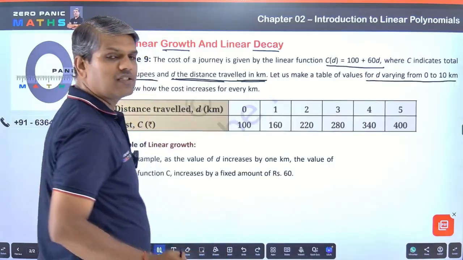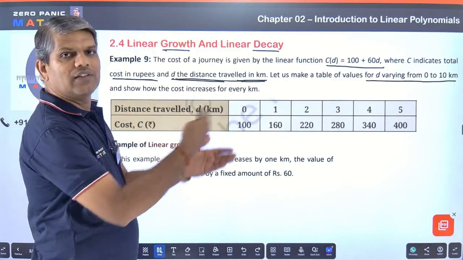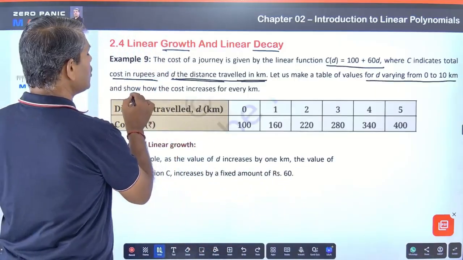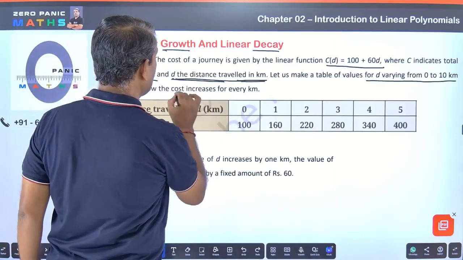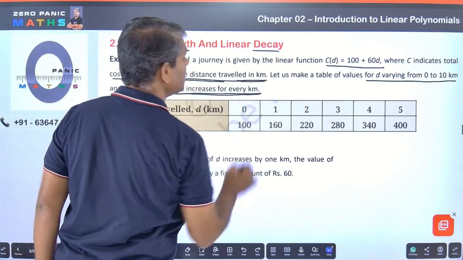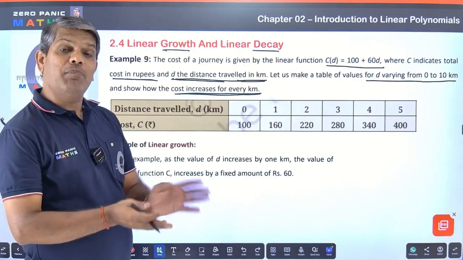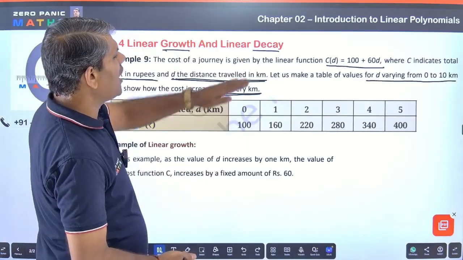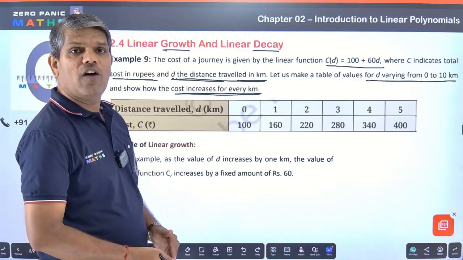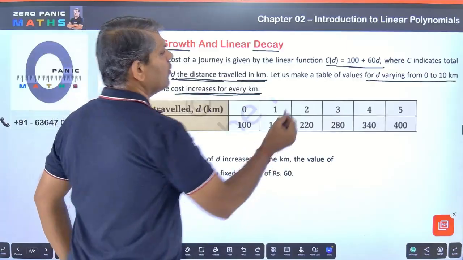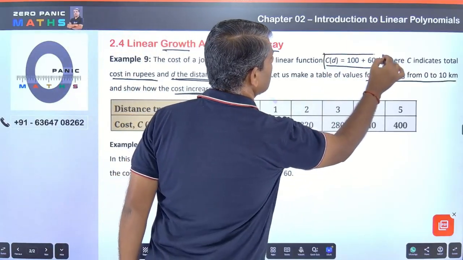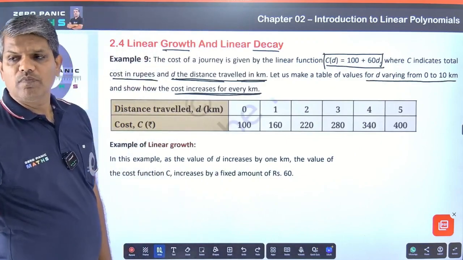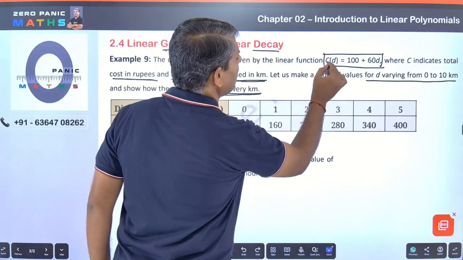Of course, this table has given only 5 values. You can calculate the other remaining 5 values from 6 to 10 also, and show how the cost increases for every kilometer. Here it is said how the cost depends on the distance traveled. There is a simple piece of information given regarding how to calculate the cost of the distance traveled. What is that formula? The formula is this: C(d). With the increase in d, we need to calculate the cost incurred.